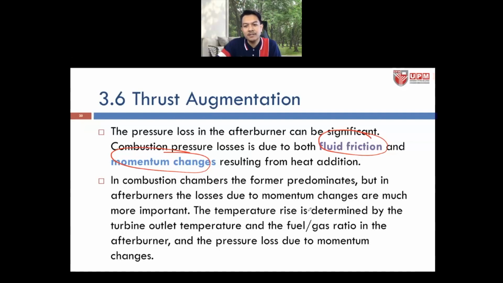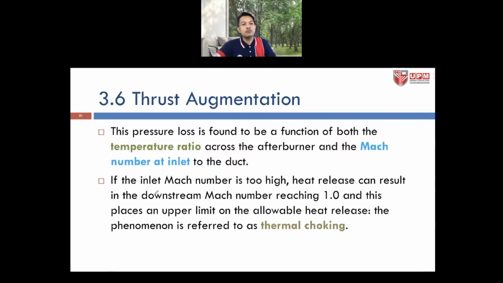The temperature rise is determined by the turbine outlet temperature and the fuel to gas ratio in the afterburner. So it depends on the fuel to gas ratio. It's not just depending on the turbine outlet temperature, and also the pressure loss due to the momentum changes. This pressure loss is found to be a function of both the temperature ratio across the afterburner and the Mach number at the inlet. So these are the two functions that govern the pressure loss.